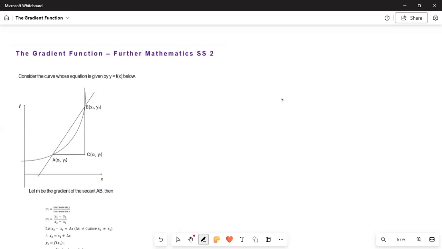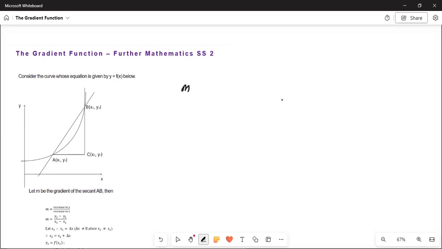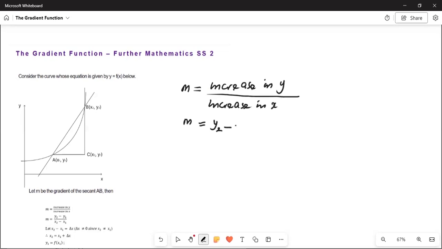So the gradient or slope of this function, if we represent it with m, is equal to increase in y over increase in x. In other words, the gradient m is equal to y2 minus y1 over x2 minus x1.